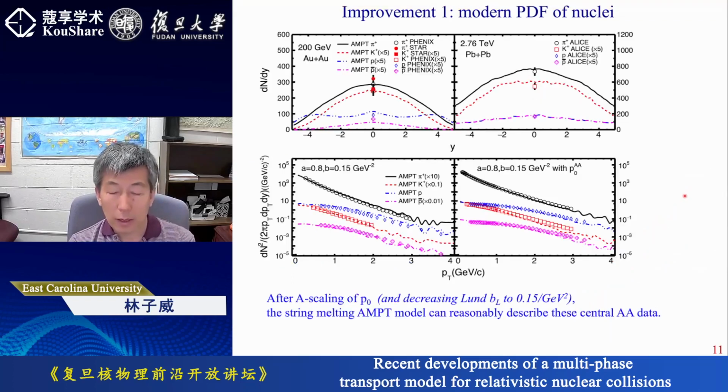With this A-scaling of the mini-jet cutoff parameter P0, and also decreasing the Lund B parameter to a very small value of 0.15 per GeV squared, we can describe the central AA data at both RHIC and LHC energies for central heavy ion collisions, as shown here. So the yields are reasonable as well as the PT spectrum.